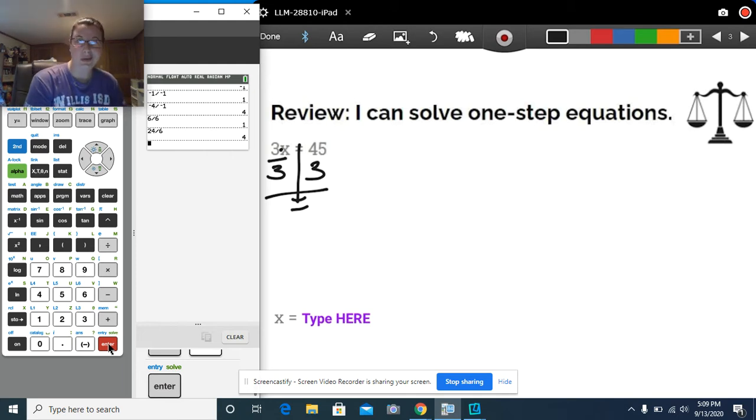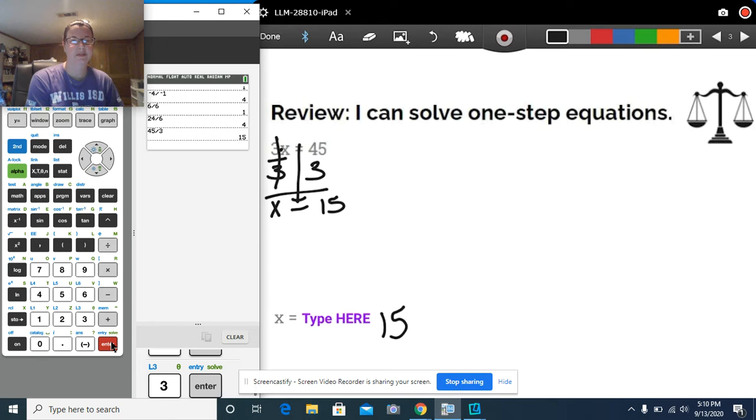On this one, we don't actually know our multiplication facts, so we're going to have to do a little investigation. 3 divided by 3 is 1, which leaves just my x in front. And let's use my calculator. 45 divided by 3 is equal to 15. Okay, you're going to type in the number 15 down there and write it in your notes. Okay, let's look at the next one that we have.